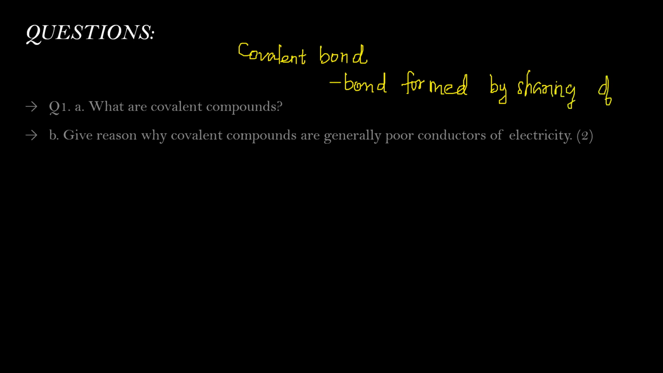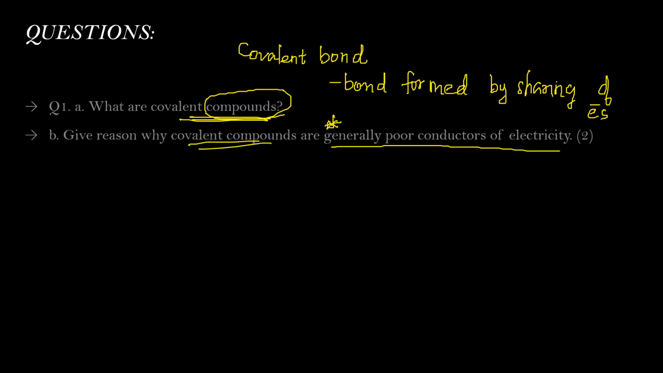Sharing of electrons is called a covalent bond, and covalent compounds mean the compounds which are formed by the sharing of electrons. Okay, now the next question is, give reason why covalent compounds are generally poor conductors of electricity. This is another important question.